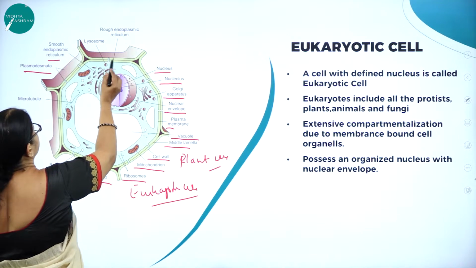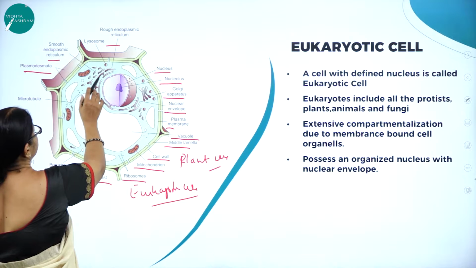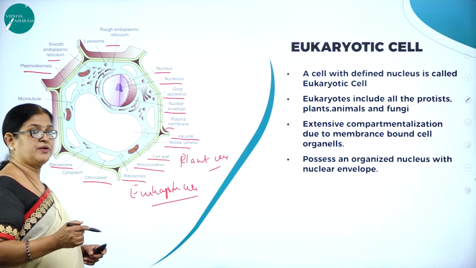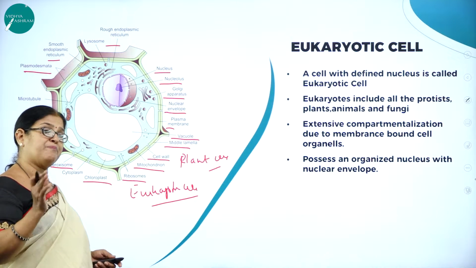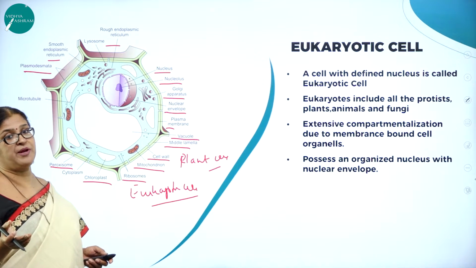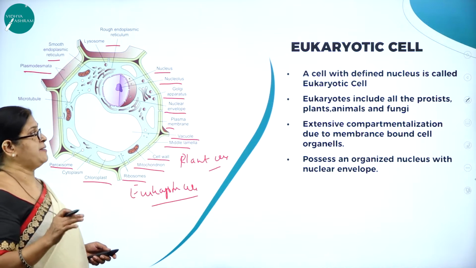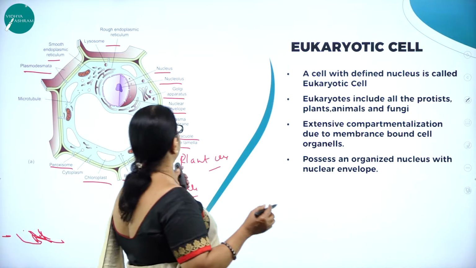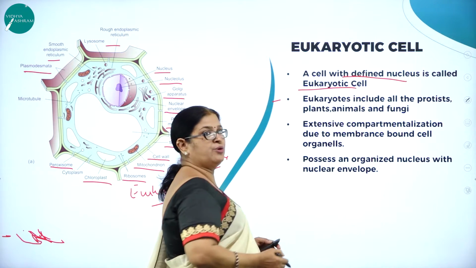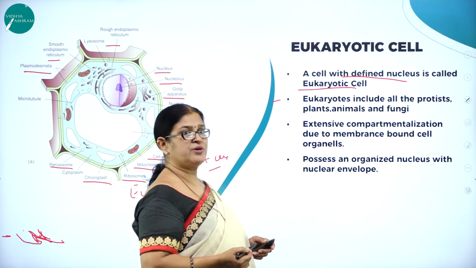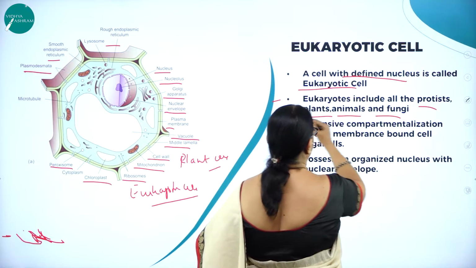Then smooth endoplasmic reticulum and rough endoplasmic reticulum. As I said, here you can see the difference between them. On rough endoplasmic reticulum, you can come across the ribosomes. Ribosomes are present, hence the name rough endoplasmic reticulum. In case of smooth endoplasmic reticulum, the ribosomes are absent. So moving across the eukaryotic cell, a cell with a defined nucleus is called a eukaryotic cell, and eukaryotes include all what? Protists, plants, animals and fungi.